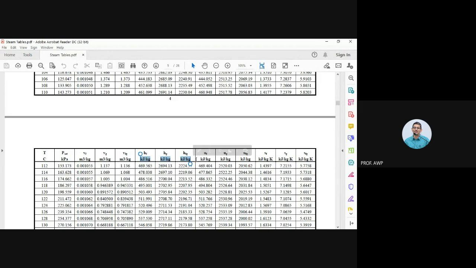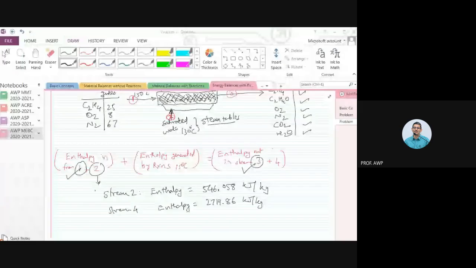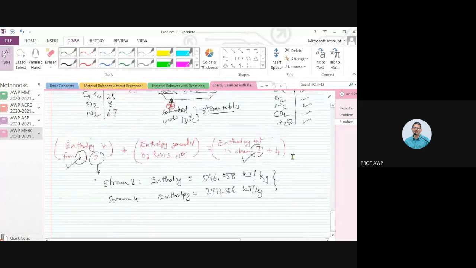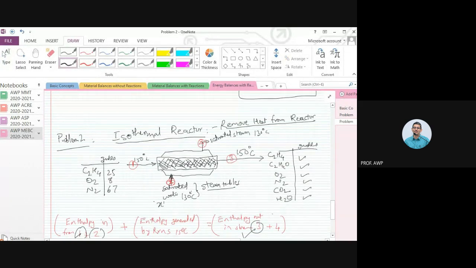Okay, comfortable in looking at the steam tables? Yes, sir. Okay, let me go back. Right, so I have written these here: enthalpy of stream 2, enthalpy of stream 4. This is per kg. We want to know how many kgs of steam are generated. So let's say x kgs of saturated water enter, x kgs of saturated steam we will get.